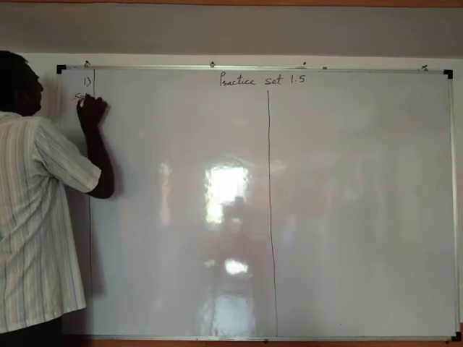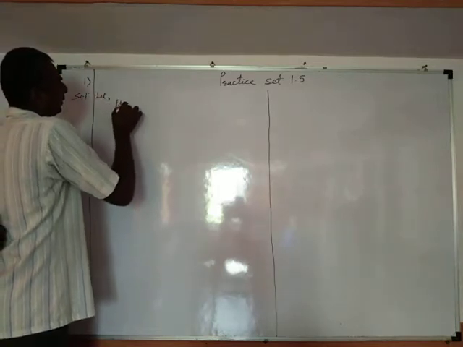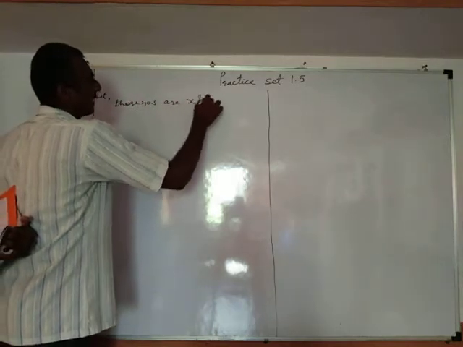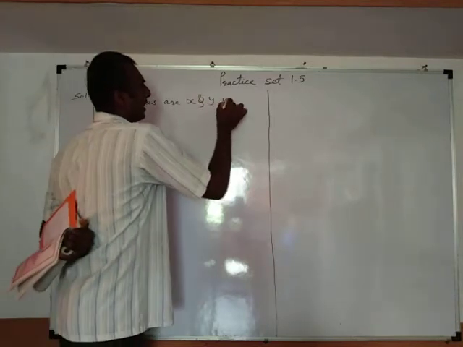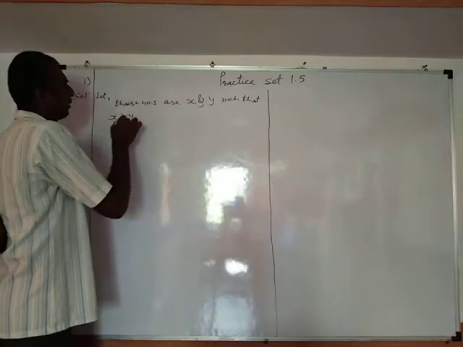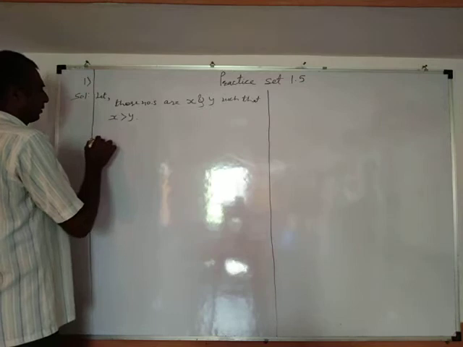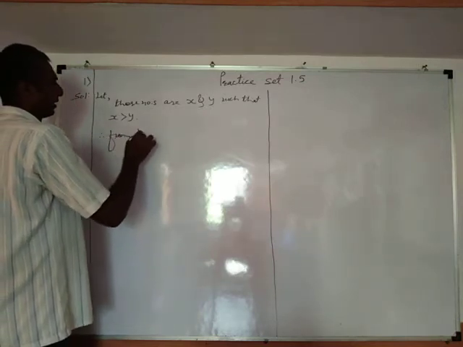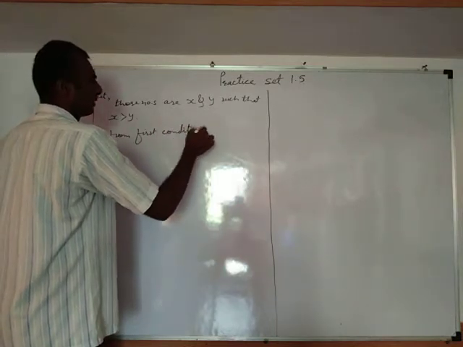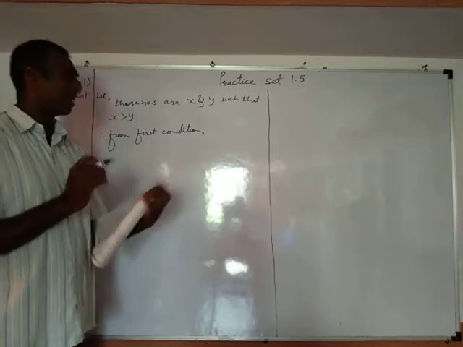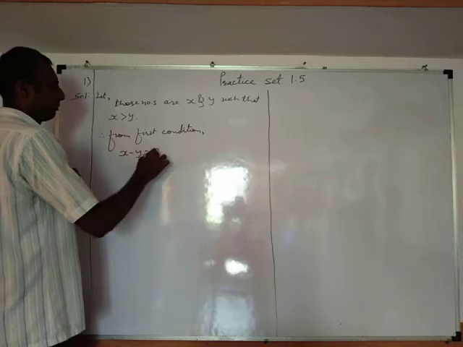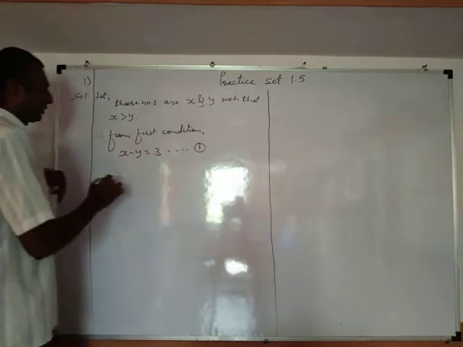Its solution. Let those numbers be x and y such that x is greater than y. Okay, and therefore from the first condition, what is the first condition? Two numbers differ by 3, meaning x is greater than y, and therefore x minus y must be 3. Let's call it equation first.